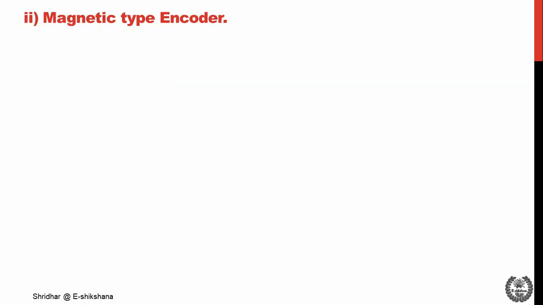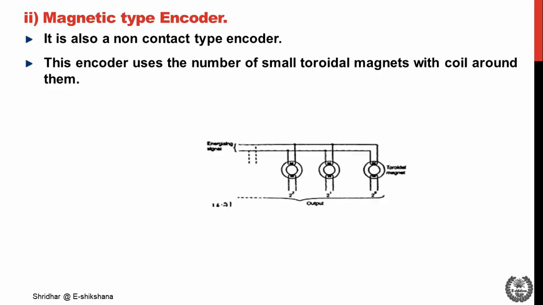Next, the magnetic type encoder. It is also a non-contact type encoder. This encoder uses a number of small toroidal magnets with coils around them.